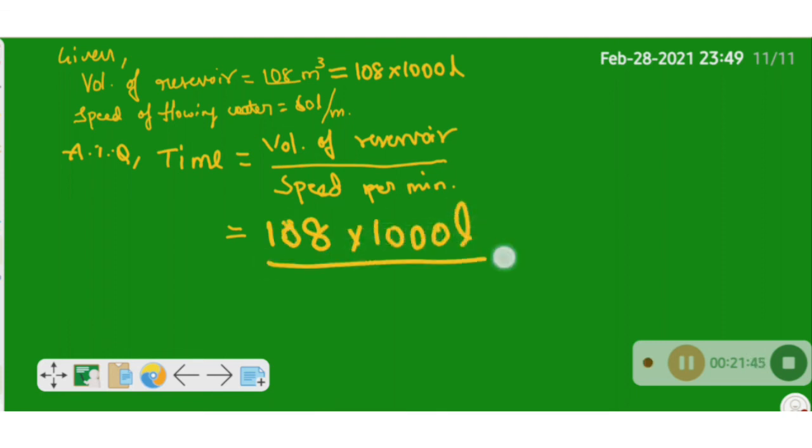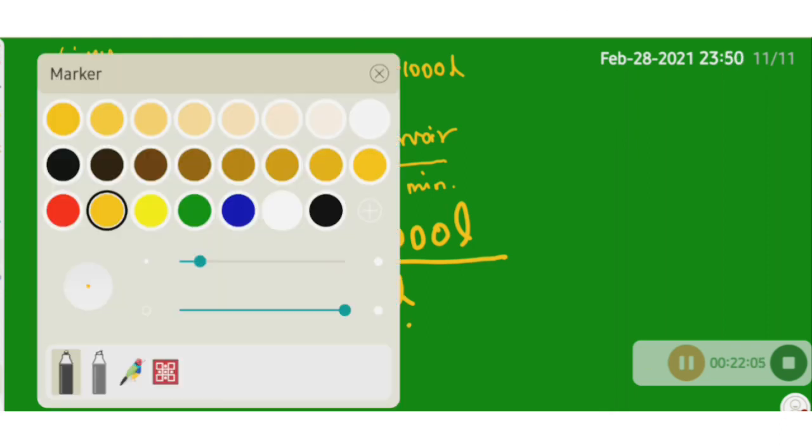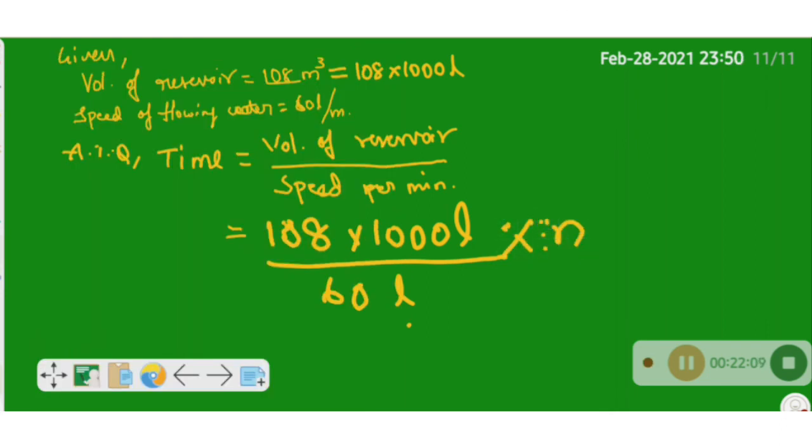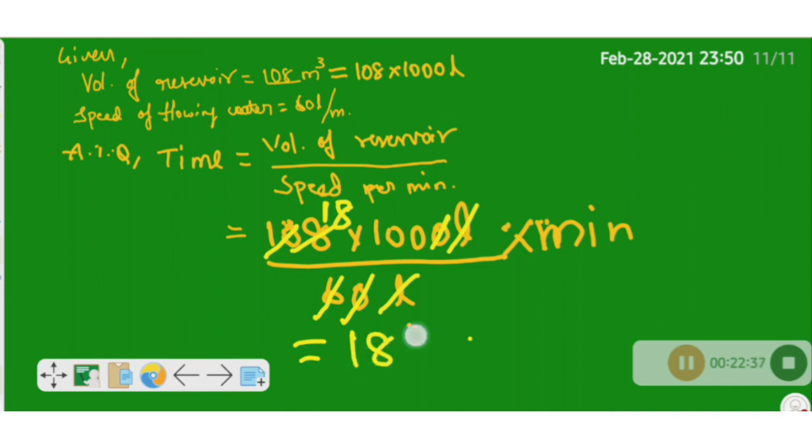So see, the volume of the reservoir here now is 108 into 1000 liters by 60 liters. This per minute is there, no? This minute is in the denominator, so it will go up if you are dividing here, right? So this minute I am writing here. Now we'll do the cancellation. Here liter gets cancelled, and 0 0 gets cancelled, and if we cancel this 108 in the 6 table, 6 ones are 6, 48 is left, 6 8s are 48. So we are getting 18 into 100.